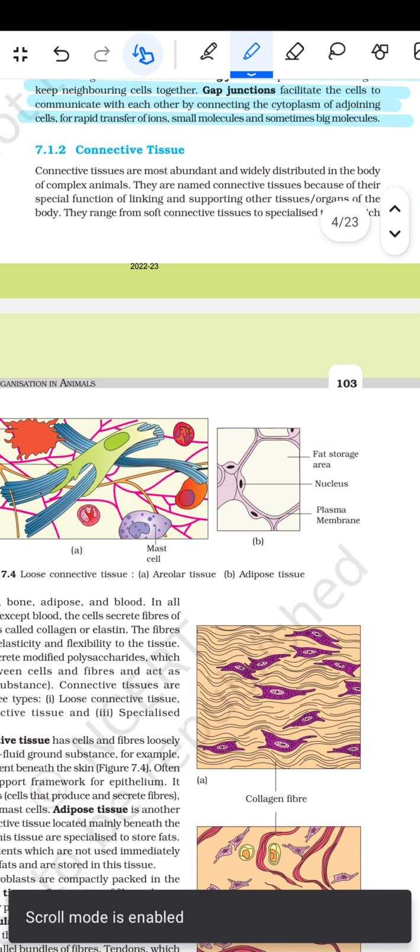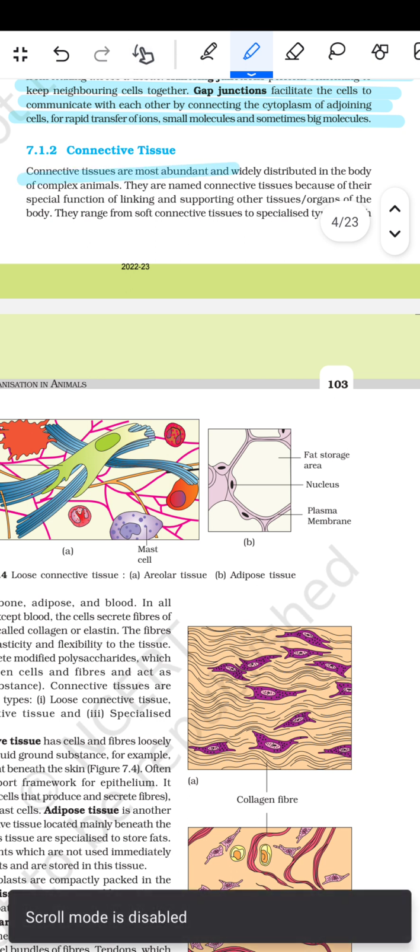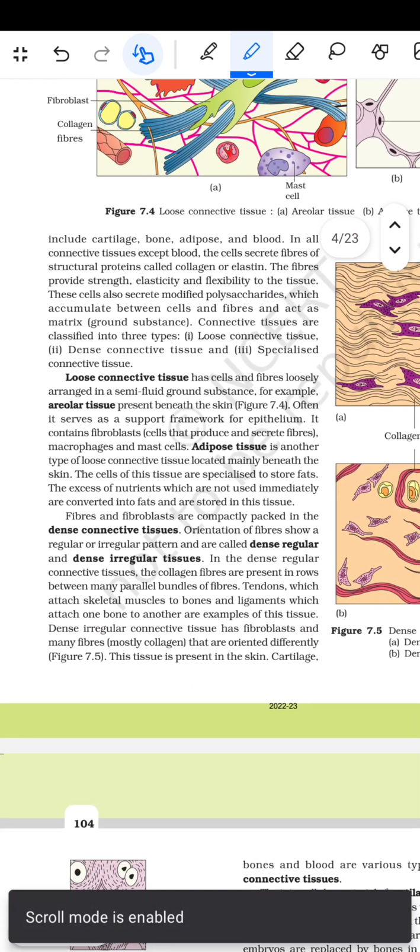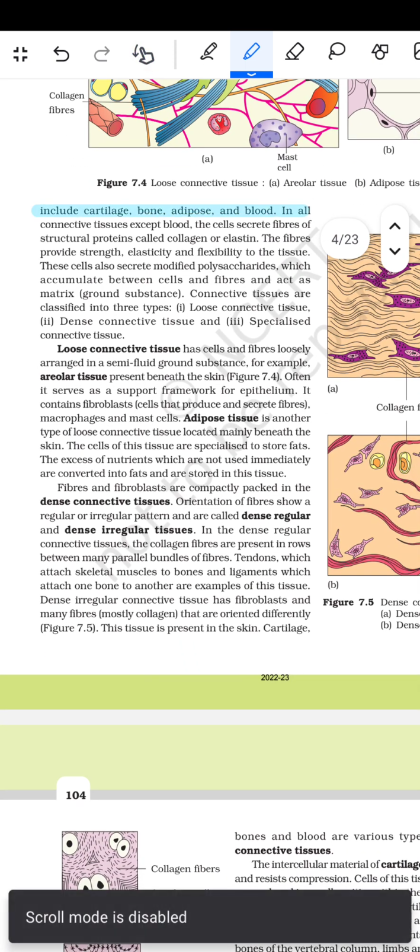Then comes connective tissue. Connective tissues are the most abundant and widely distributed in the body of complex animals. They are named connective because of their special function of linking and supporting other tissues and organs of the body. They range from soft connective tissue to specialized connective tissue, which include cartilage, bone, adipose, and blood.